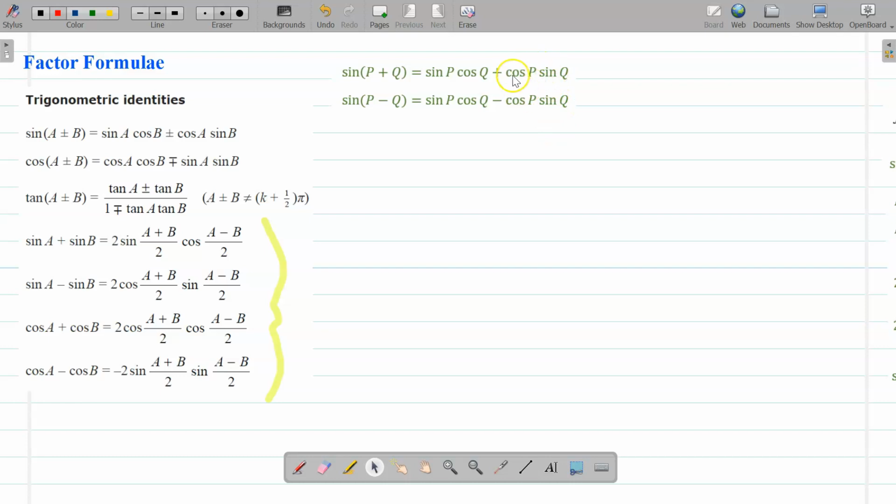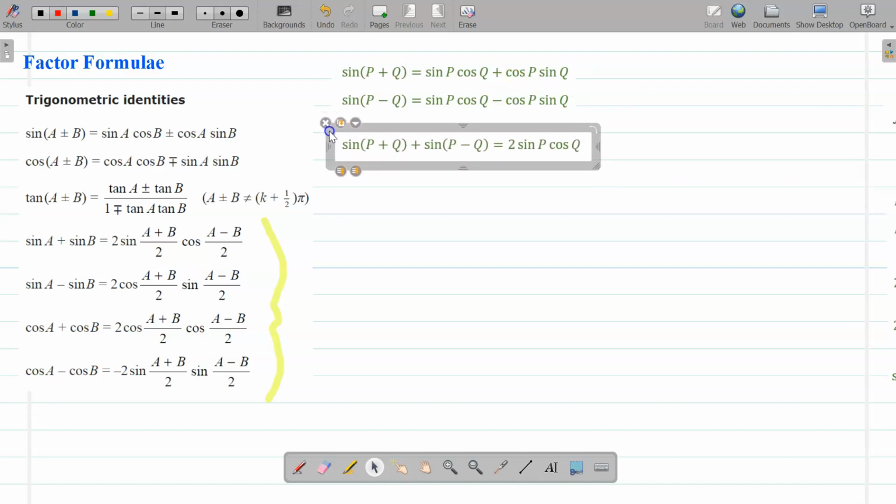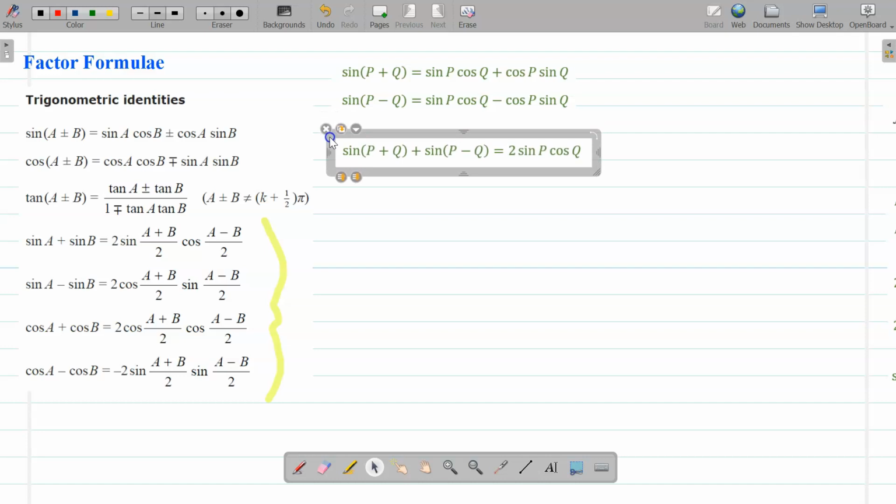Now I'm going to take these two expressions and add them together. Okay, and you'll notice that that will give me that expression there, that equation there. And these two terms cancel out. These two terms are the same, so it's double, hence the 2 there.